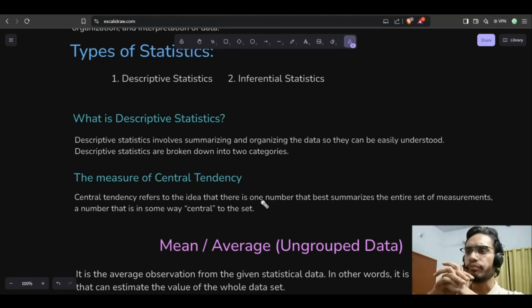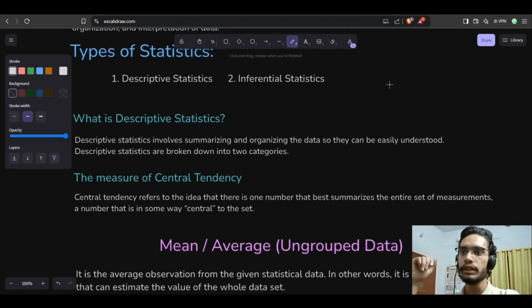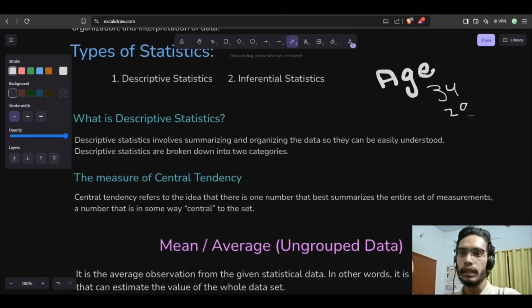The whole idea is that central tendency is one number that can best summarize the whole data. Let's say I have data about the age of employees, right? Let's say we have normal ages like 30 or 29, we have 25, we have 28 maybe. So these are the data.